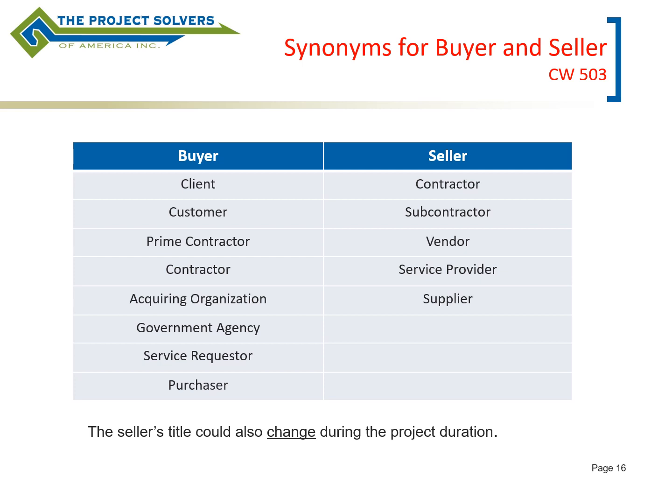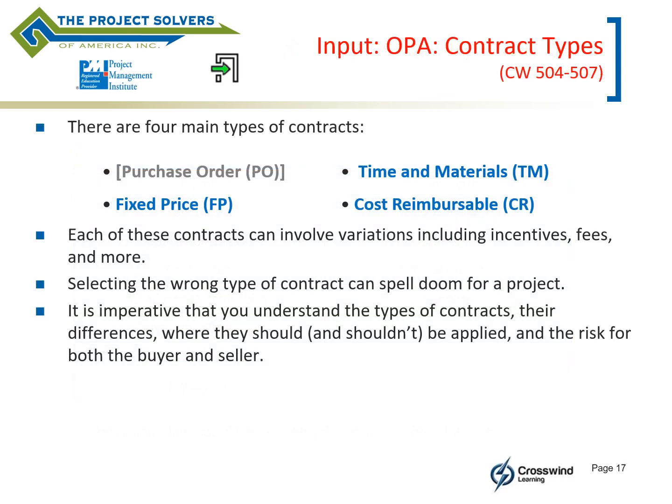And just as there are multiple names for a contract itself, you can have multiple names for a buyer and a seller. Buyer would be considered a prime. Seller might be the subcontractor. And then the acquiring organization, the government agency, the service requester, or the purchaser would all be considered the buyer, and then the seller, the vendor, the supplier, the contractor.